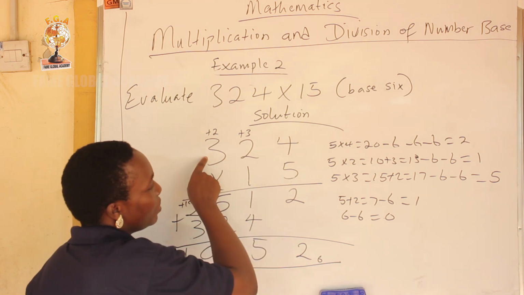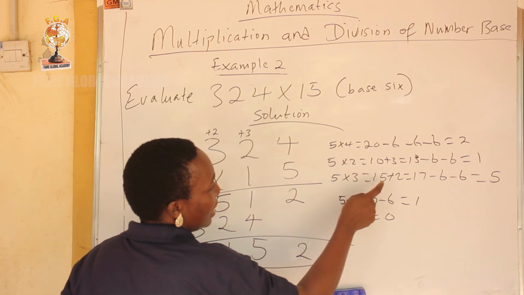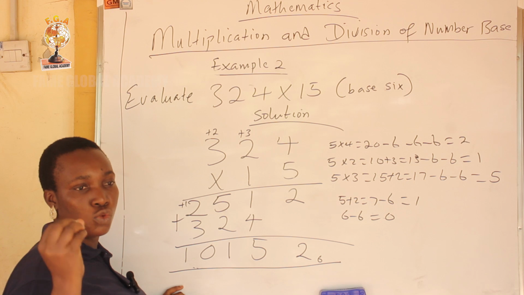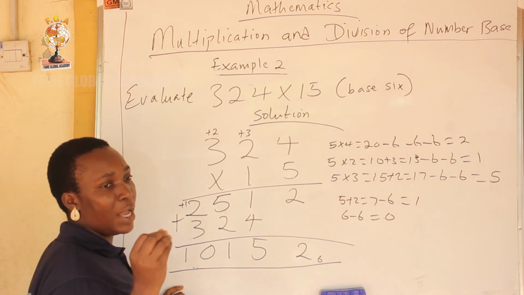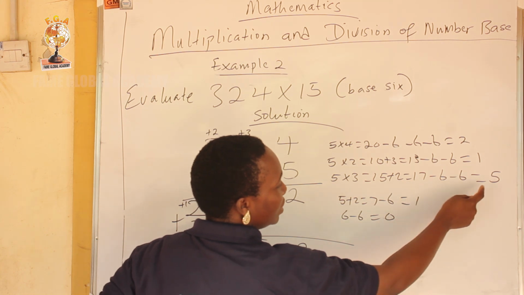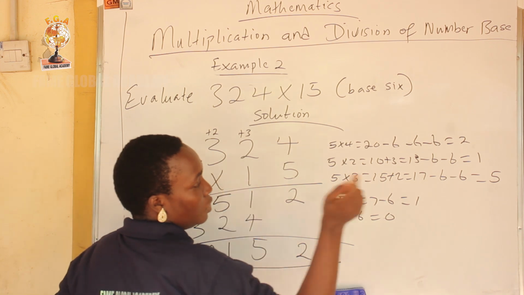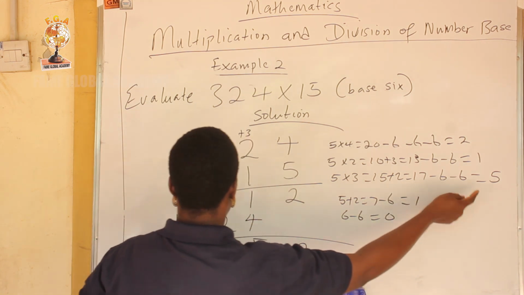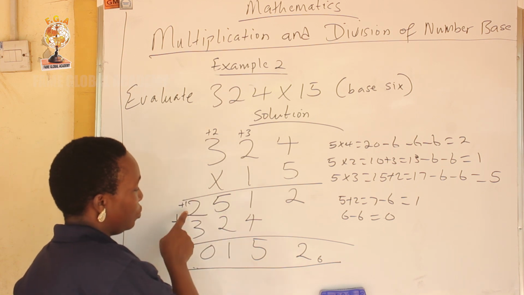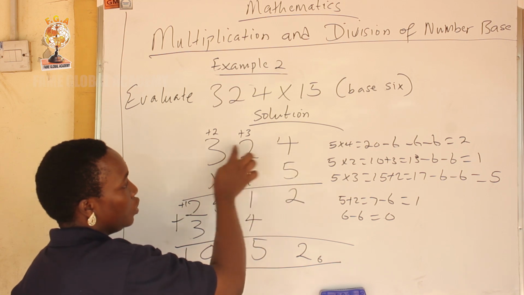And 5 times 3 will give us 15. Plus this 2 you carry from the other side will give us 17. Now, 17, you are subtracting 6 twice from 17 before you can get an answer that is less than 6. And that's 12. 17 minus 12 will give us what? 5. So that's this 5 we are seeing here. Now, we subtracted 6 twice, so we take the 2 to the next part. Since there is no number here to add the 2 to, you bring the 2 down. Okay. So that's that for multiplication using 5.